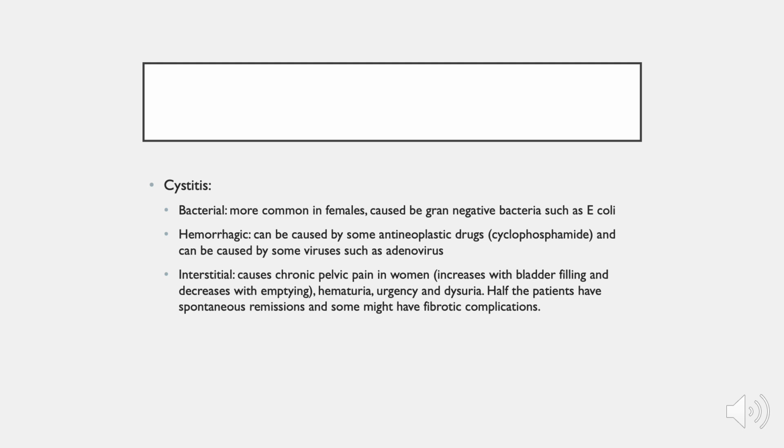Interstitial cystitis is a cause of chronic pelvic pain in women, which results in significant irritation of the bladder wall, which manifests as increased frequency and urgency and hematuria. This condition increases in severity with bladder filling and decreases mildly upon emptying. Interestingly, half of these patients have remissions spontaneously without treatment, and some might be complicated by fibrosis.